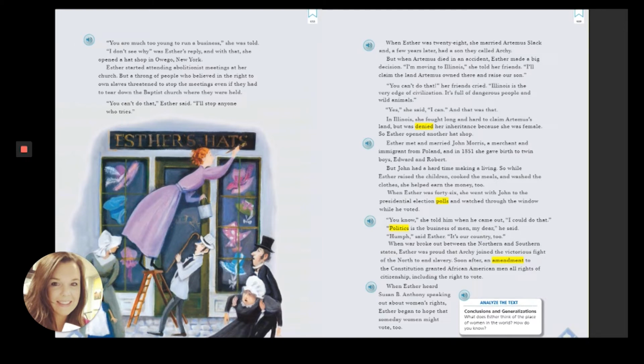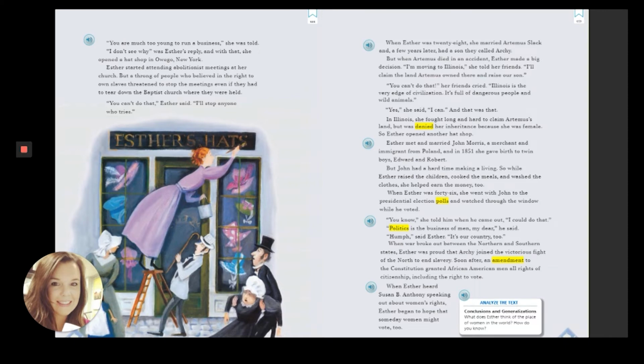When Esther was 46, she went with John to the presidential election polls and watched through the window while he voted. "You know," she told him when he came out, "I could do that." "Politics is the business of men, my dear," he said. Said Esther, "It's our country too."